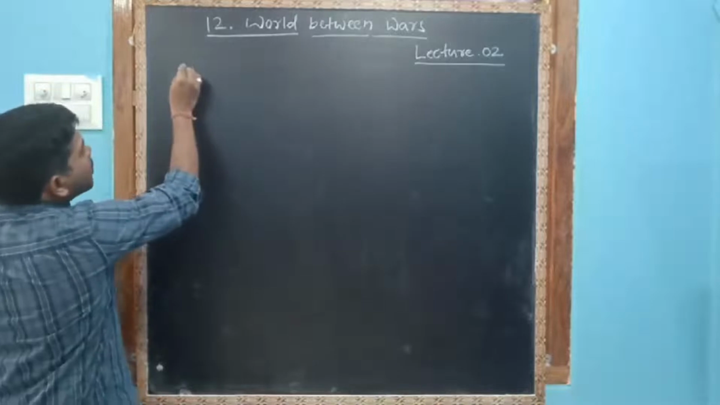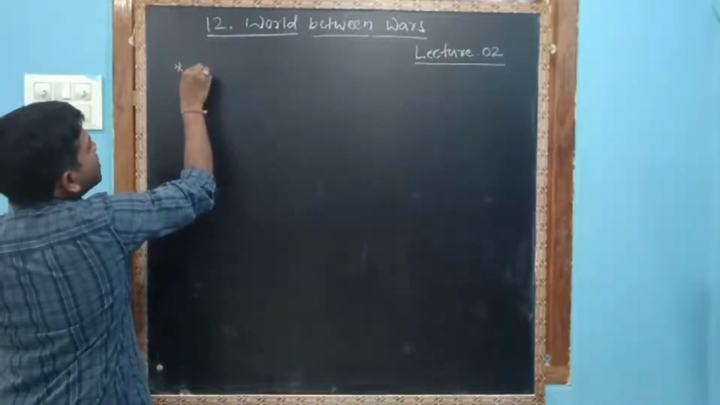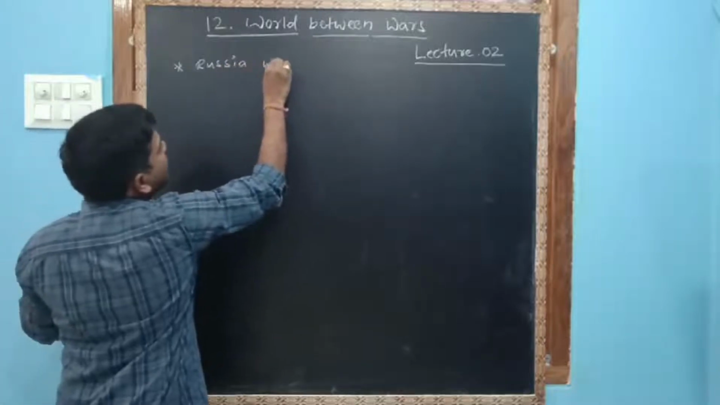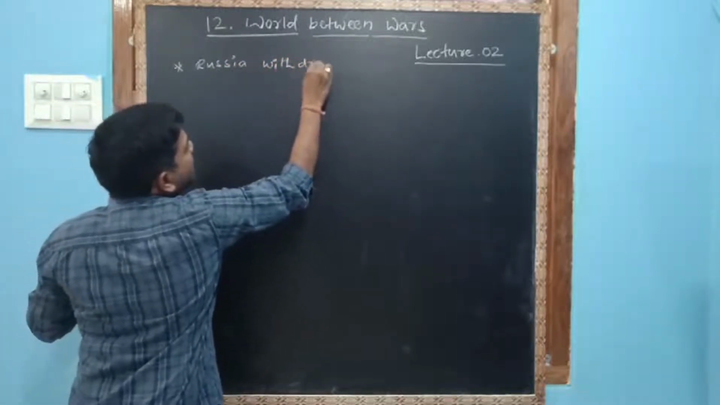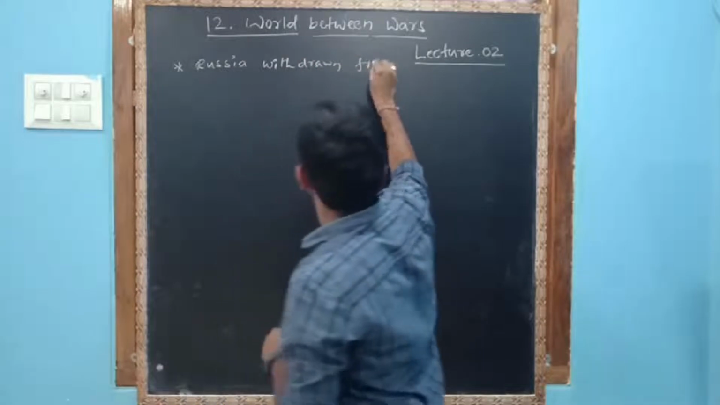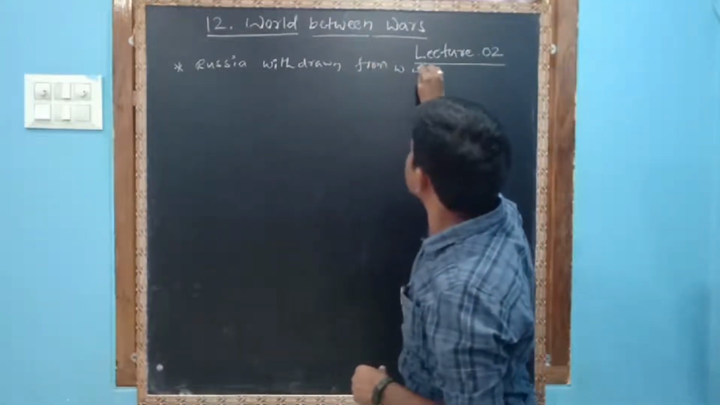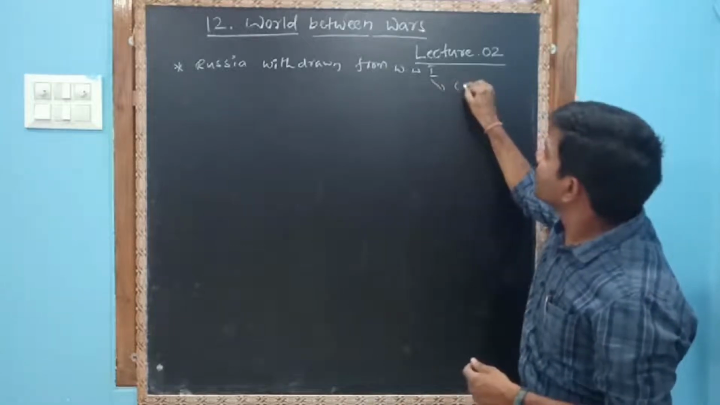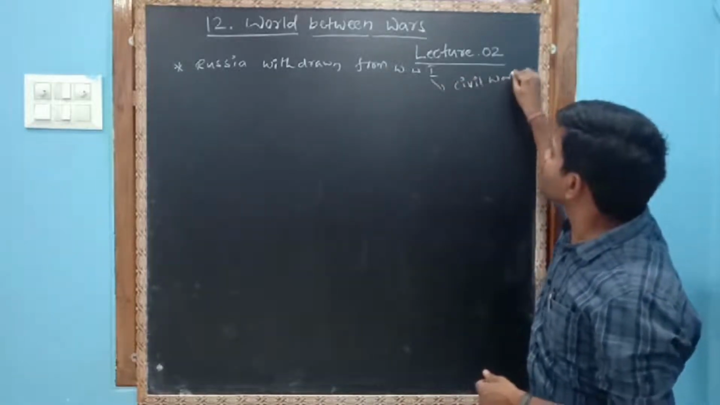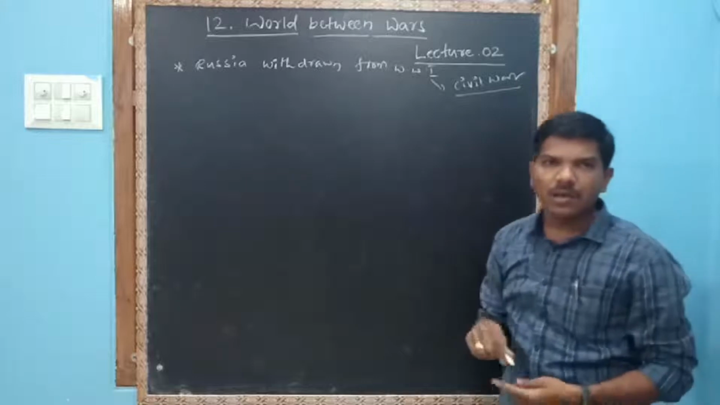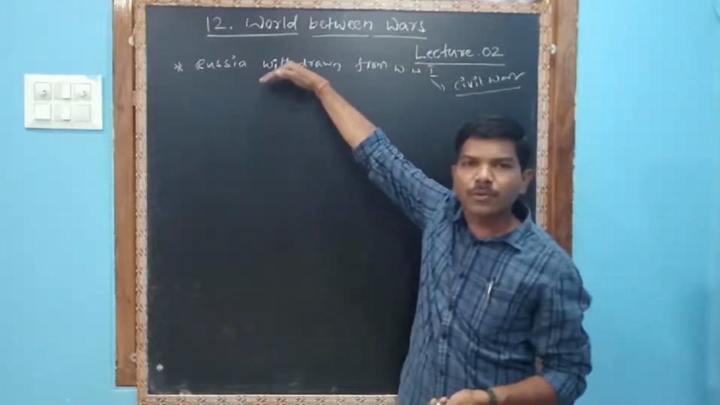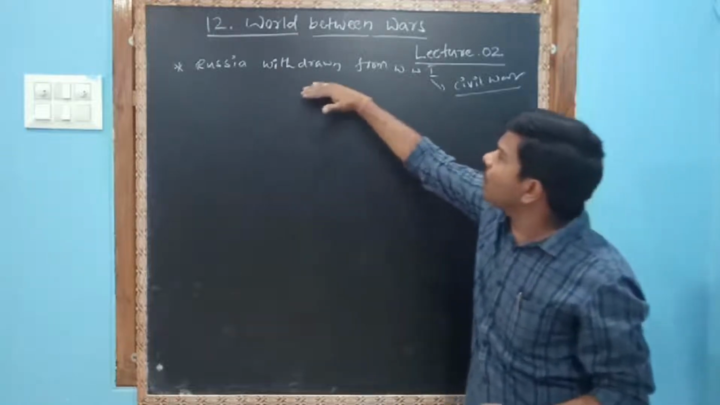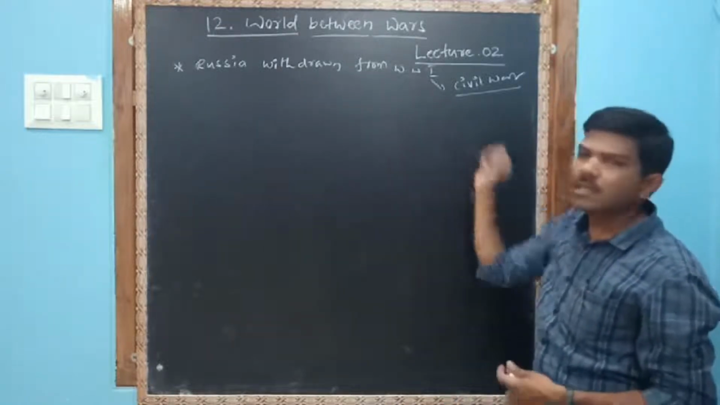As we know, in our previous session we saw that Russia withdrew from the World War. Why? Because of civil war. Now please remember, it's a very important question. They may ask it as a 1 mark or 2 mark question. Russia withdrew from World War I because of the civil war.